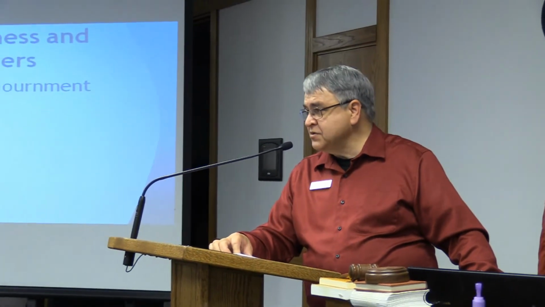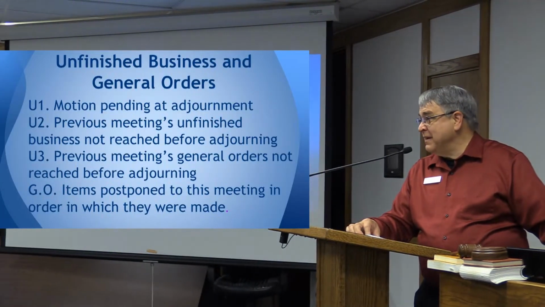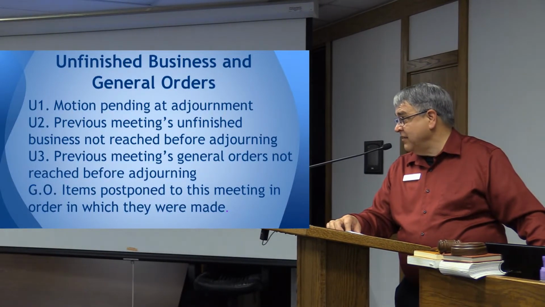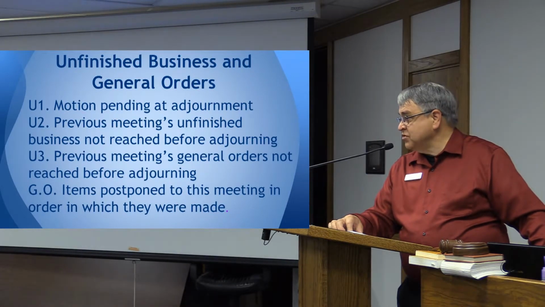Now, that completes the, let's see. Oh, we didn't go through all the things on unfinished business and general orders. The unfinished business category includes, that's the U1, unfinished business category 1. There's 3 categories. If there was a motion pending at the preceding meeting and you adjourned in the middle of debate before you voted on it, that was pending when you adjourned, and then that one is going to be the first item here.